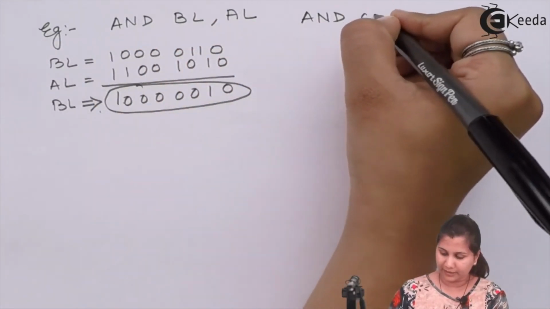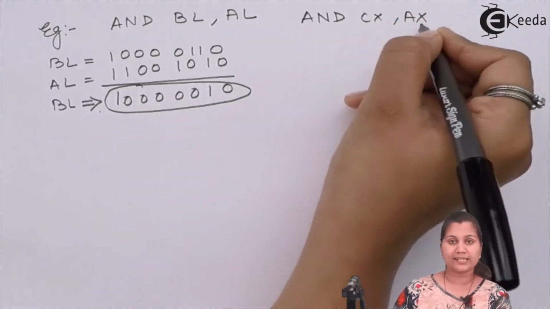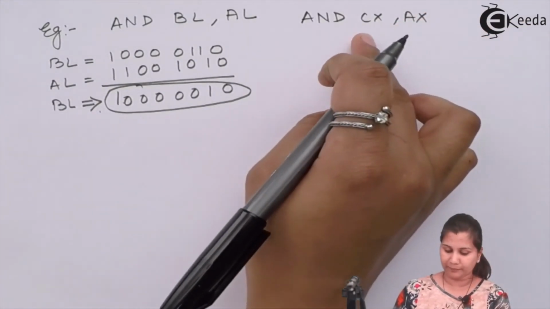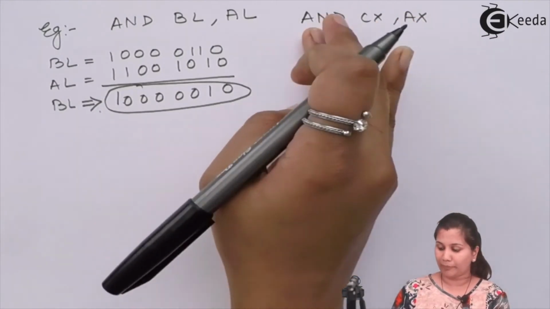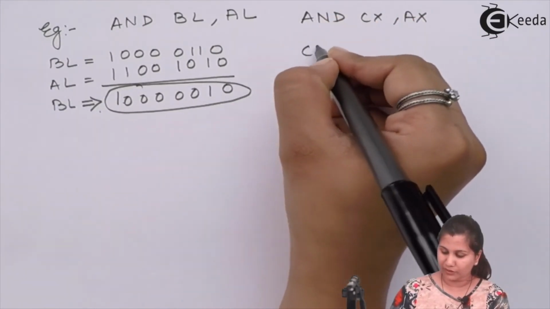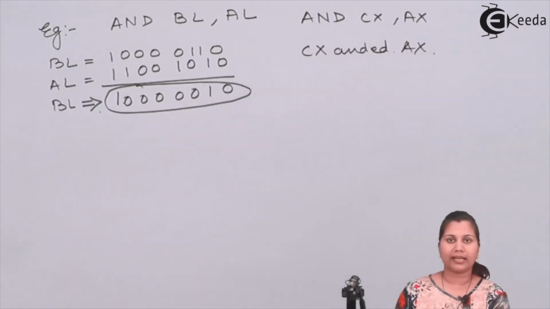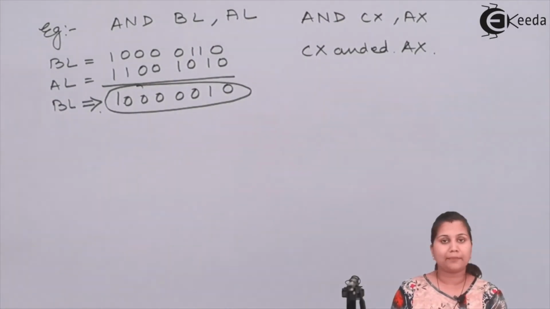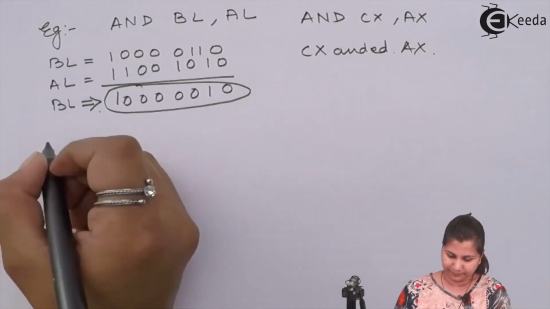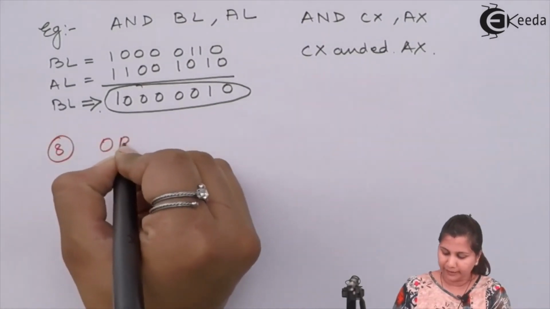Here we can have CX and AX. Both are 16 bits. So we can have the 16-bit AND operation also. So the contents of CX are ANDed with the contents of the AX register. Now this was the example of the AND instruction. Next we have the logical OR instruction, where the OR operation is performed between the source and the destination. Mnemonic is OR.